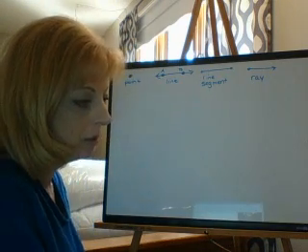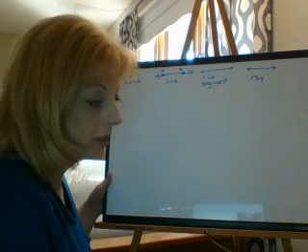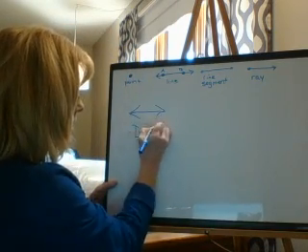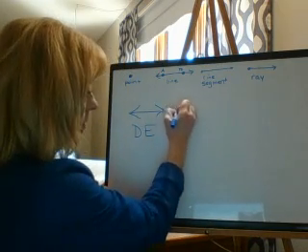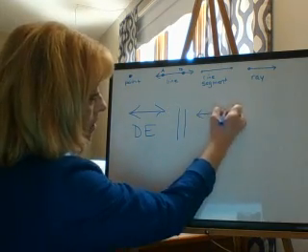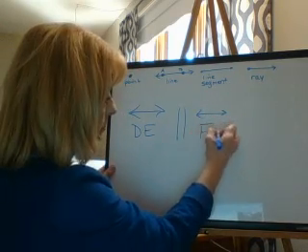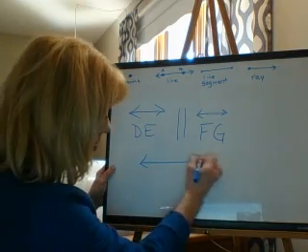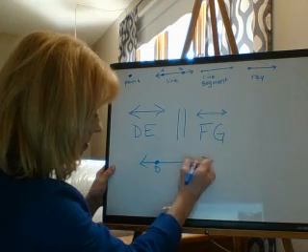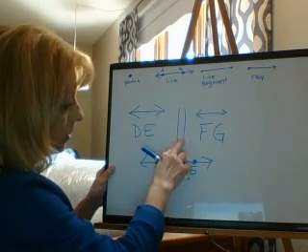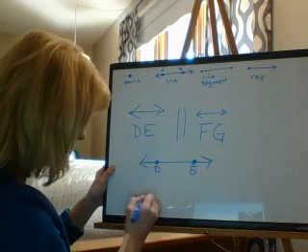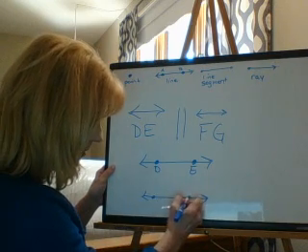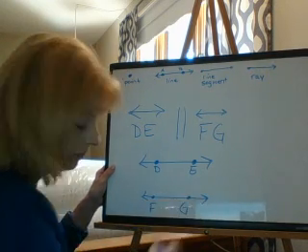Let's look at number 4. Number 4, they want us to draw an example of each figure. So they say, I'm going to write it on my board, line DE is parallel to line FG. Okay, I'm going to make line DE, D and E. They want it to be parallel. So that means FG is going to run in the same direction and never ever touch it. Okay?